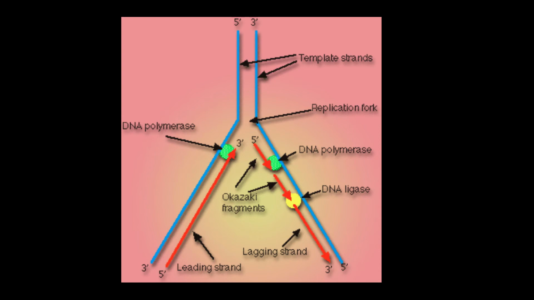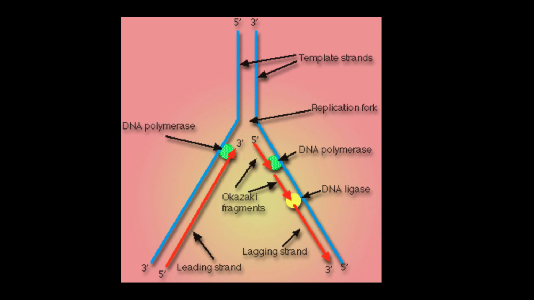Since the two DNA strands run anti-parallel, one runs 5' to 3' and one runs 3' to 5', the strands will have to be copied slightly differently. One of the DNA strands is replicated continuously. It's known as the leading strand. It can be done continuously because DNA polymerase can add nucleotides in the 5' to 3' direction continuously.